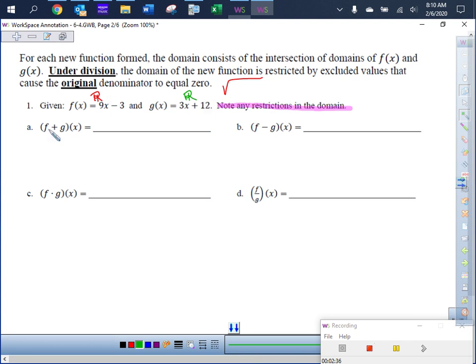So the first game that's going to happen is these two parties come together and they're going to play addition. So they ask us to add these together. It's a simple game. We'll take F, which is 9x minus 3, and add it to G, which is 3x plus 12. And this is pretty simple. Can't we combine some like terms in this case? Wouldn't that give us 12x plus 9 in that case? So this is what happens when those two groups played the game of addition.